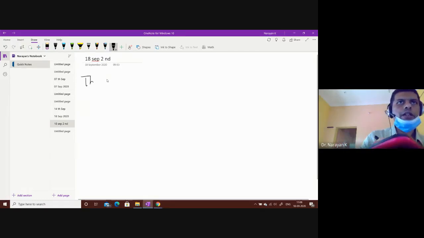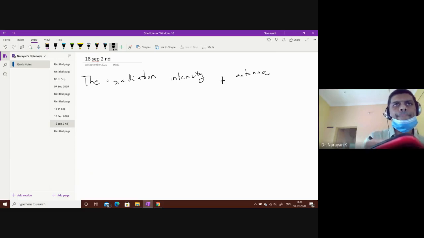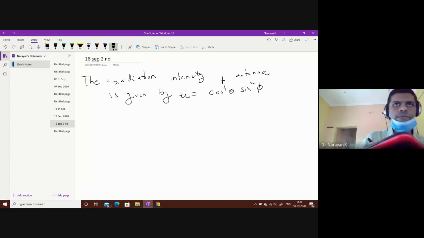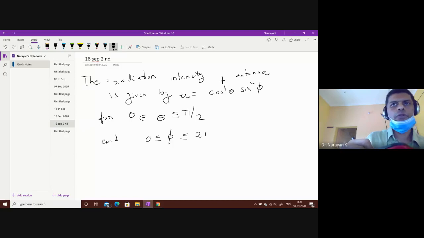Small problem will do. The radiation intensity of an antenna is given by U is equal to cos 4 theta sin square phi, for 0 less than or equal to theta less than or equal to pi by 2 and 0 less than or equal to phi less than or equal to 2 pi. Find the directivity.